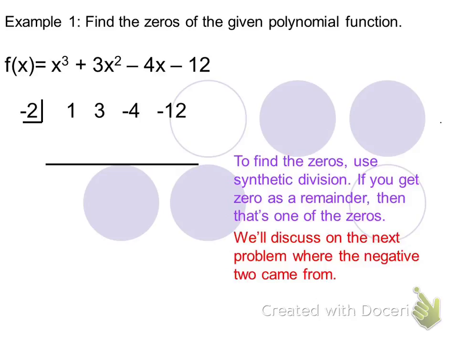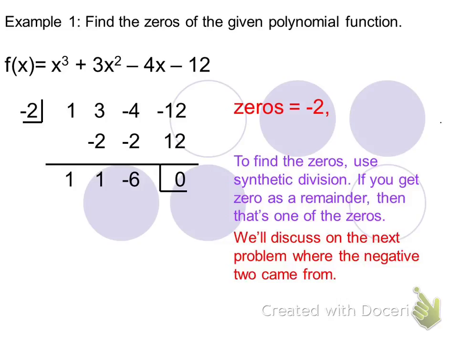Let's try negative 2. Bring down the 1, right? Negative 2 times 1 is negative 2. 3 minus 2 is 1. Multiply that, you get negative 2. Negative 4 minus 2 is negative 6. Multiply that, you get a positive 12. And negative 12 plus 12 is 0. So we found a solution, right?